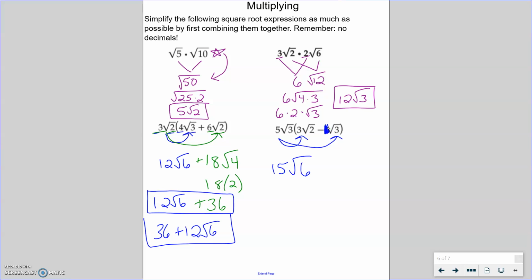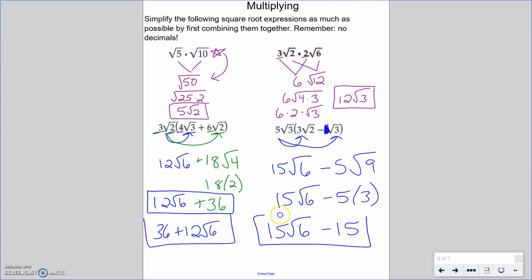So 5 times negative 1 is negative 5. And square root of 3 times square root of 3 is square root of 9. So this I can't reduce at all, but 9 is the same thing as 3. So then I get 15 root 6 minus 15, or don't forget, you can put the minus 15 in the front and put the radical in the back. That's totally fine, as long as you're being careful with your symbols, okay?